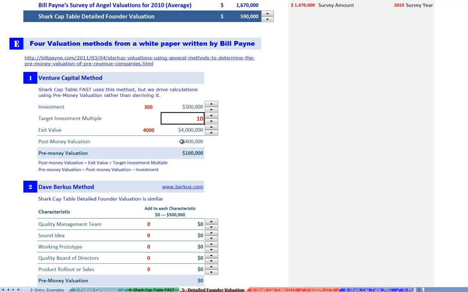Now, by their calculations, the post-money valuation is going to be $400,000, which means your pre-money value is only $100,000. Wow. So if you're trying to raise $300,000, you need to prove that your exit value sometime out there is going to be in the $10 million range so that you can get a reasonable pre-money valuation. Remember, the bigger this number, based on our calculators, the more you own. The smaller this number, the more they own.